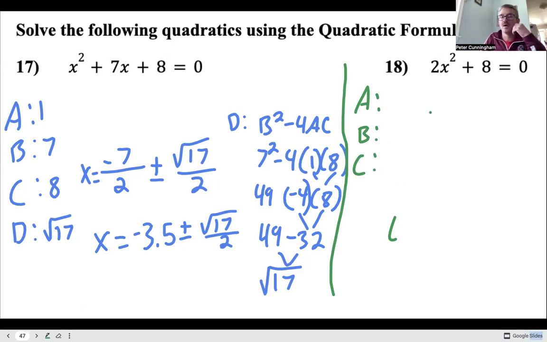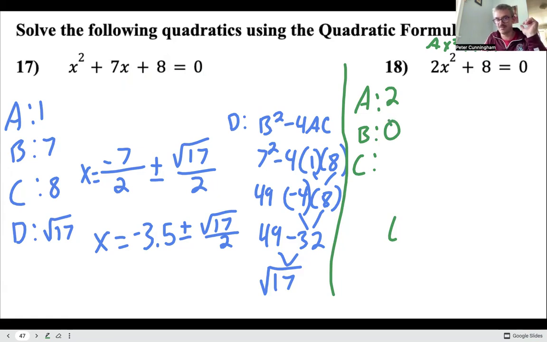Okay. All right, so we've got A, it's 2. B. So remember, it's A x squared plus B x plus C. B is not the second number you see. B is the number that is in front of the variable x all alone. Is there any number in front of x all alone, like we had with 7 on number 17? No, there's not. So b is actually 0.